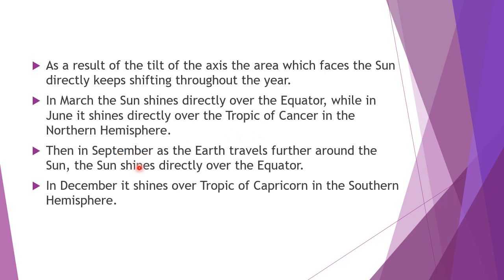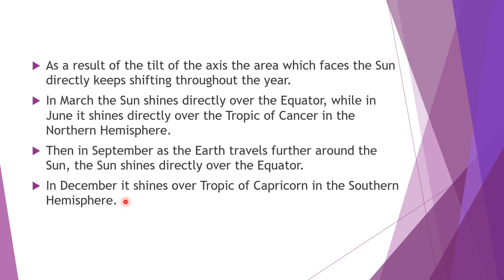Then in September, the earth travels further around the sun. Again, direct rays on the equator. First March, then June, then September. In September, it gets direct rays on the equator. So automatically, from the equator to north and south, both hemispheres get almost equal temperatures.